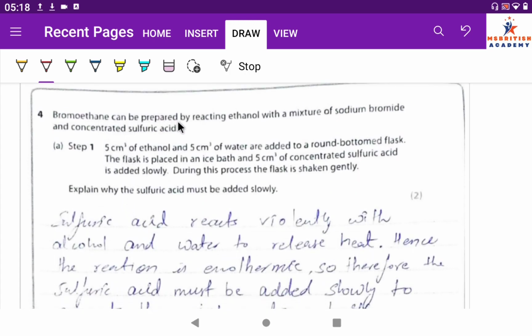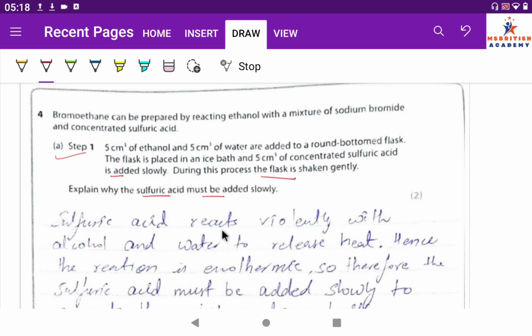Now question 4. Bromoethane can be prepared by reacting ethanol with a mixture of sodium bromide and concentrated sulfuric acid. So step 1, 5 centimeter cube of ethanol and 5 centimeter cube of water are added to a round bottomed flask. The flask is placed in an ice bath and 5 centimeter cube of concentrated sulfuric acid is added slowly. During this process, the flask is gently shaken. Explain why sulfuric acid must be added slowly.